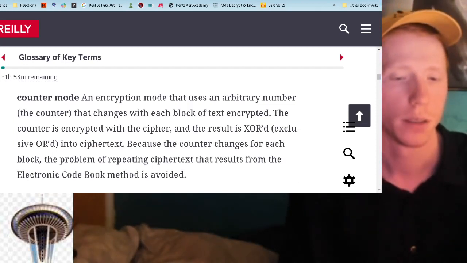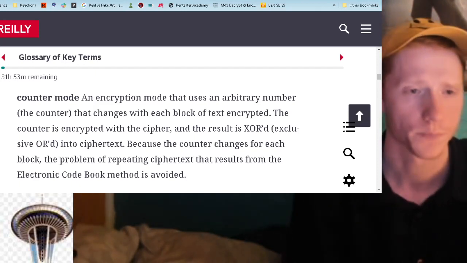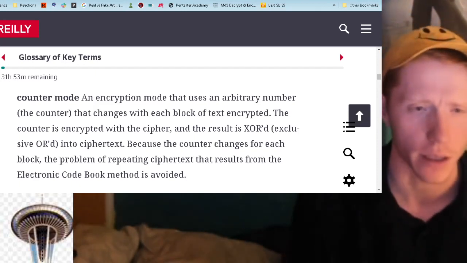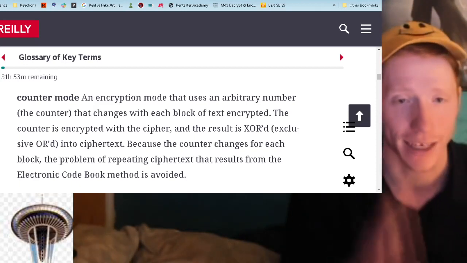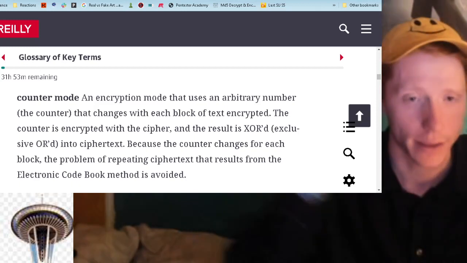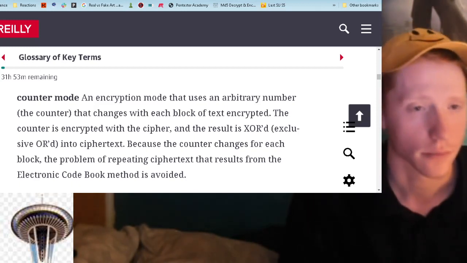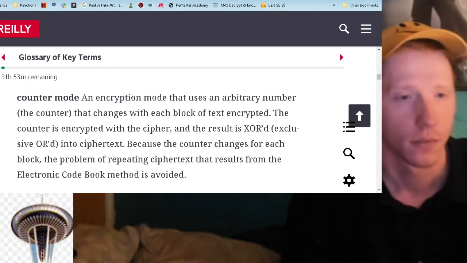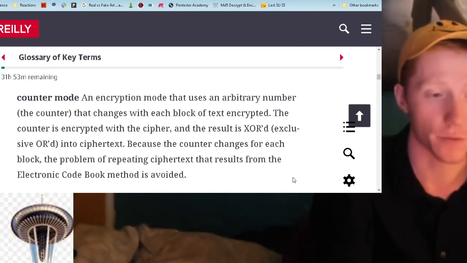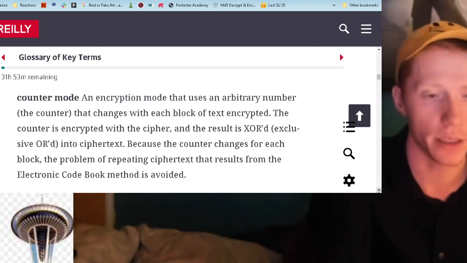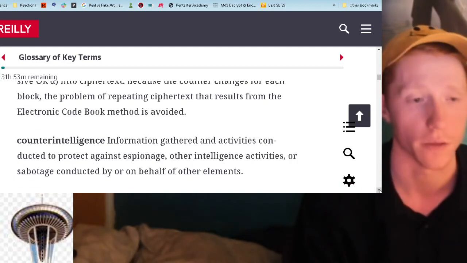Counter mode is an encryption mode that uses an arbitrary number that changes with each block of text encrypted. Because the counter changes for each block, the problem of repeating ciphertext that results from the electronic codebook method is avoided.